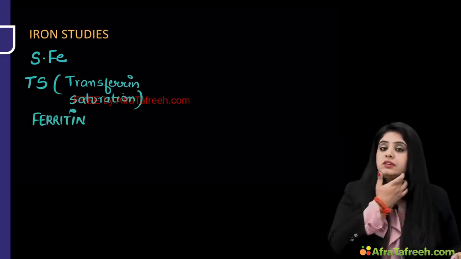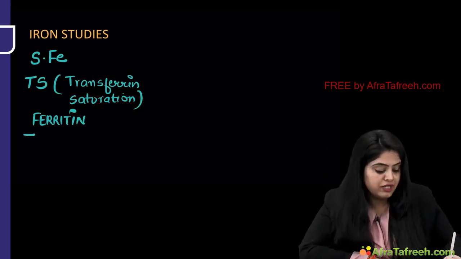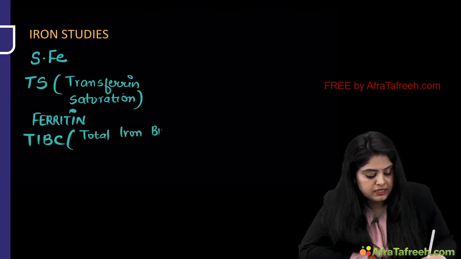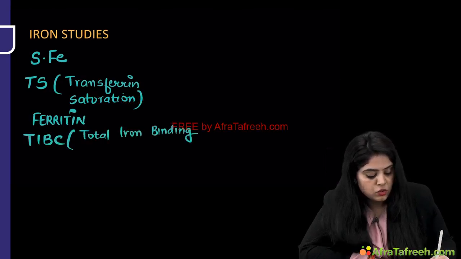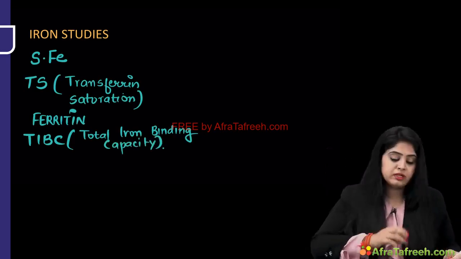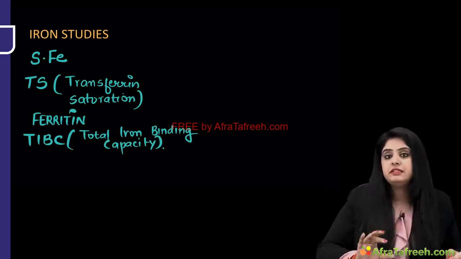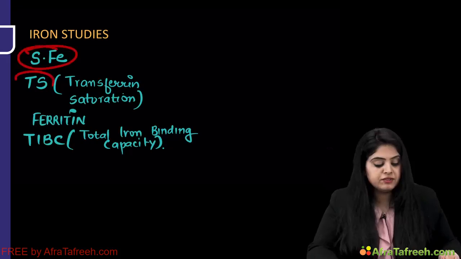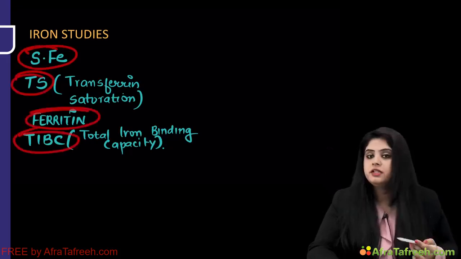Okay. Now, there's another parameter which you call TIBC. Please note the full form first: total iron binding capacity. Right now, these are your basic things. Then I'll tell you some advanced ones also. What comes in basic? Iron, transferrin saturation, storage that is ferritin, and TIBC.